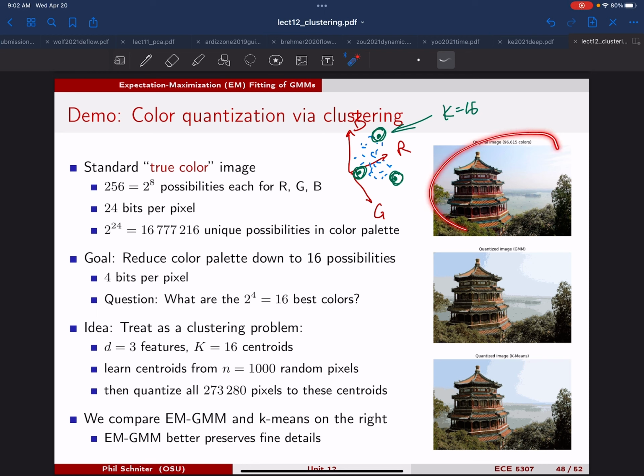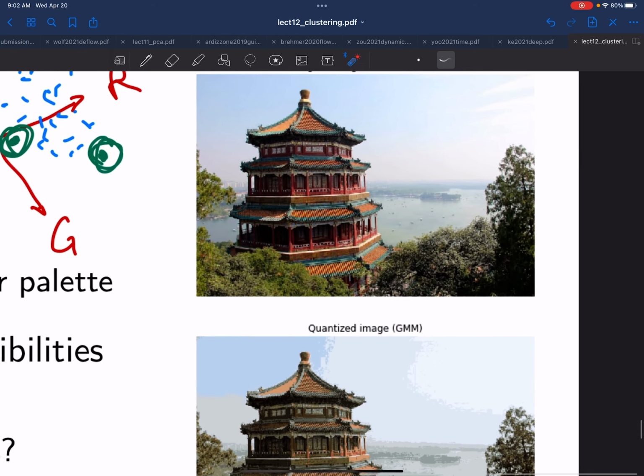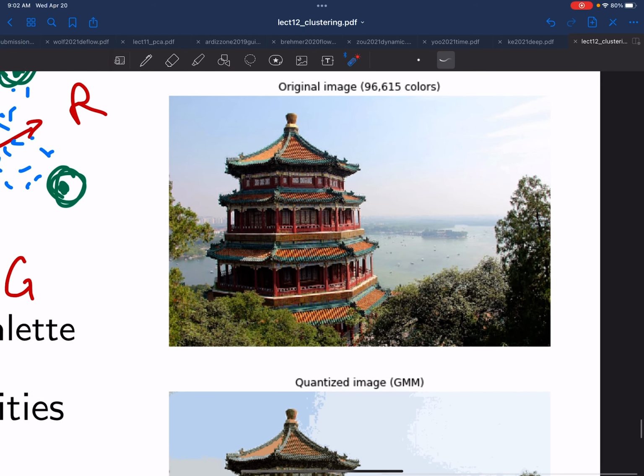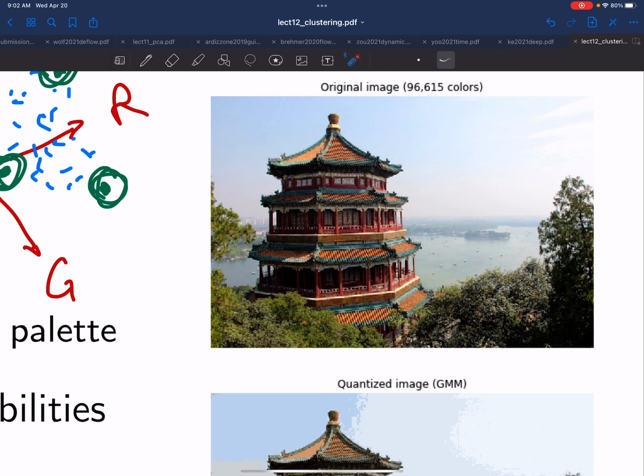Okay, so the last thing is just to show you the results. So this is the true image. The next one is GMM. The last one is k-means. Okay, so let's take a close look at the true image. So in the true image, you can see that there's a very nice gradient, like in the sky from blue to pink and so on. Similarly in the water, like things are changing very gradually.